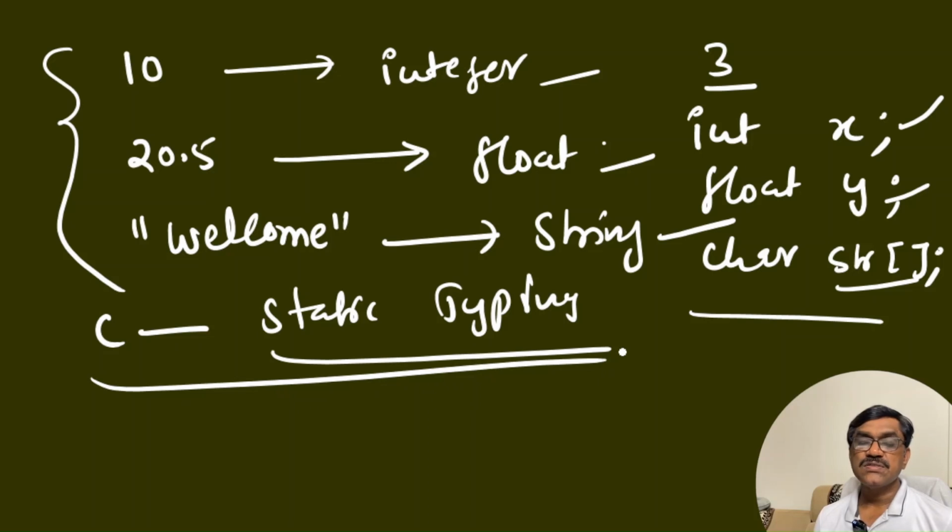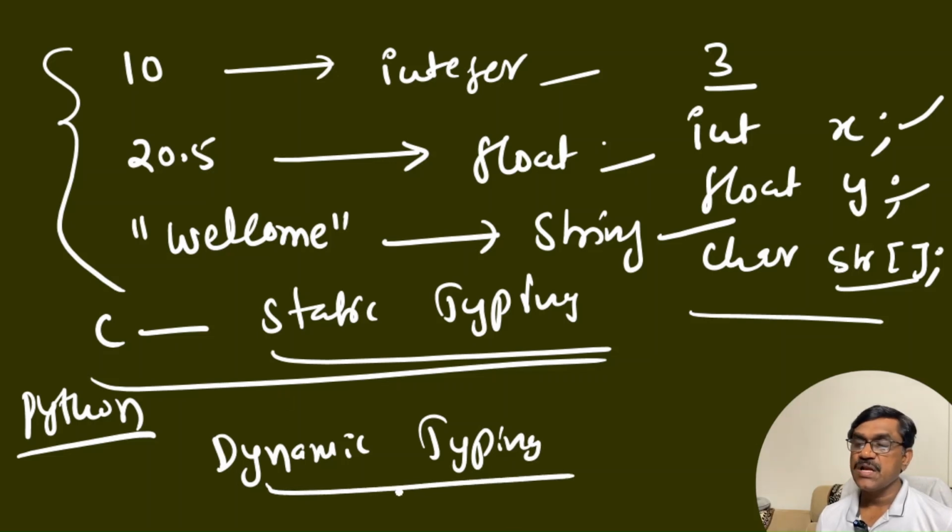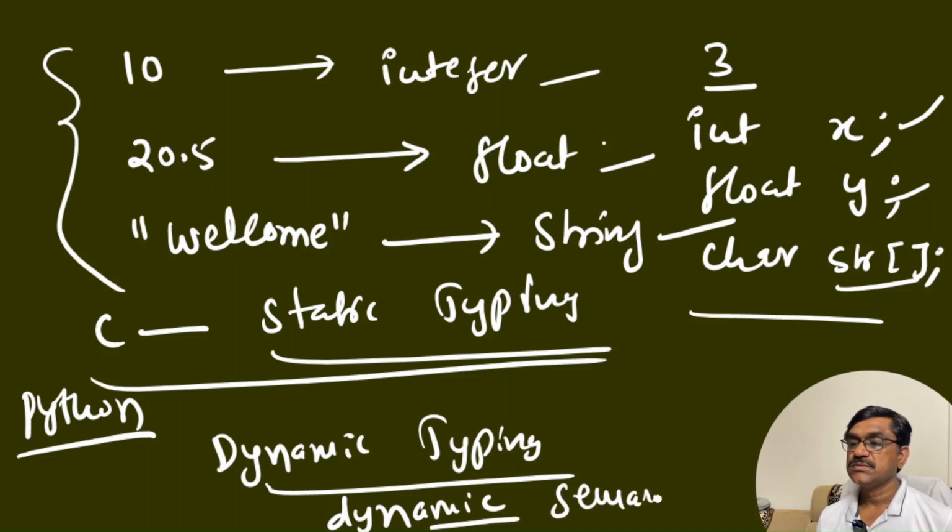But if you use the Python programming language, it uses the concept called dynamic typing. Or we can say it uses dynamic semantics. At the time of discussing the introduction, we discussed that Python provides dynamic semantics. What is the meaning of this dynamic semantics? If you take C, we have to declare three separate variables in advance. Then only can we store the values: in x 10, in y 20.5, in the string welcome.